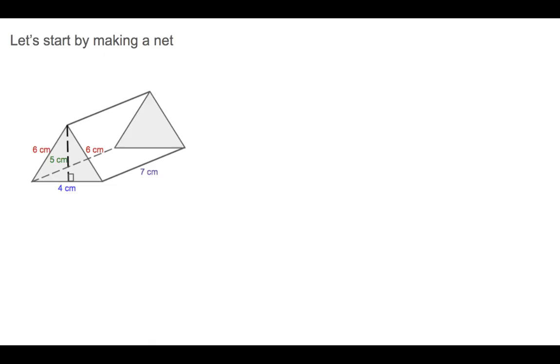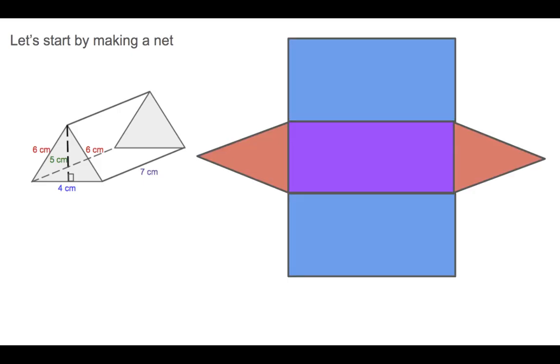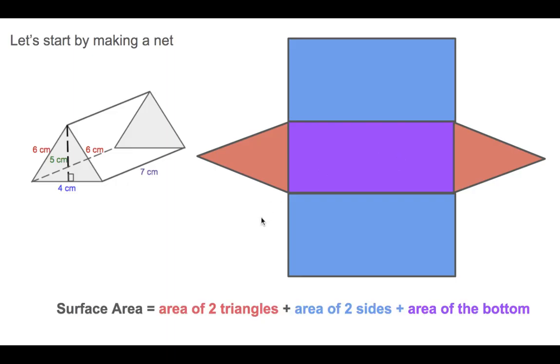So we're going to start by making a net of my triangular prism. So here it is opened, and I purposefully used the colors that I did to show you that the triangles are the same area, the sides are the same area, and then the bottom is a separate area. So the surface area is the area of the two triangles, the front and the back. It's also the area of the two sides and the area of the bottom, and then we just add them all together. So here is the height of my triangle.